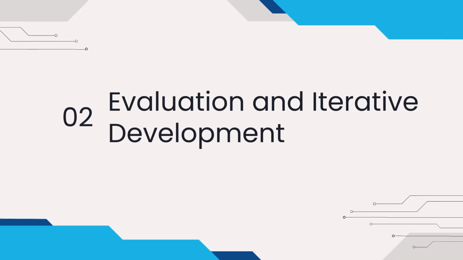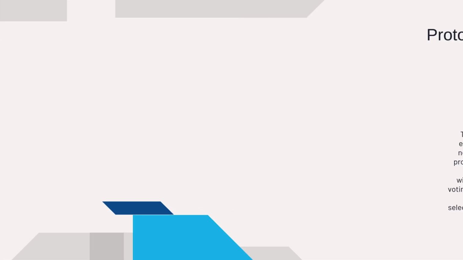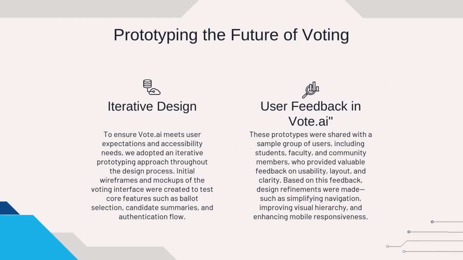Now, on to evaluation and iterative development. Iterative design. To ensure Vote AI meets user expectations and accessibility needs, we adopted an iterative prototype approach throughout the design process. Initial wireframes and mockups of the voting interface were created to test core features such as ballot selections, candidate summaries, and authentication flow.